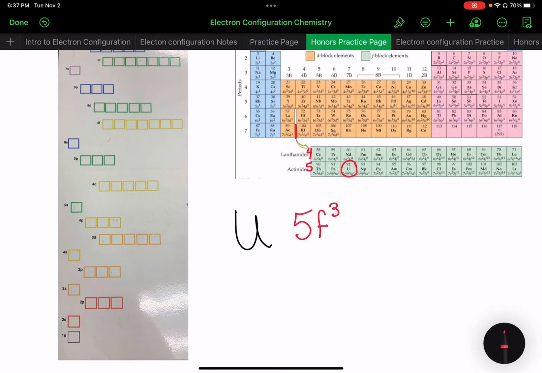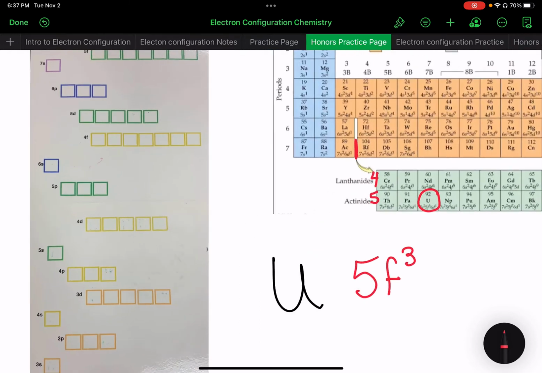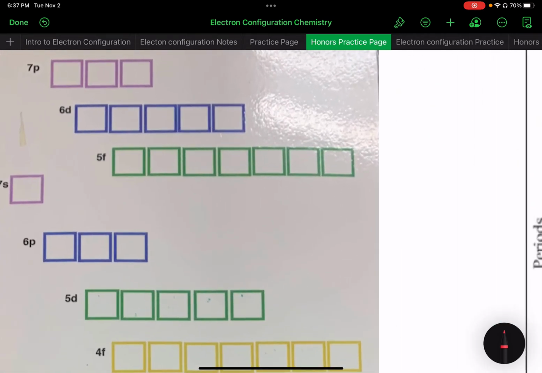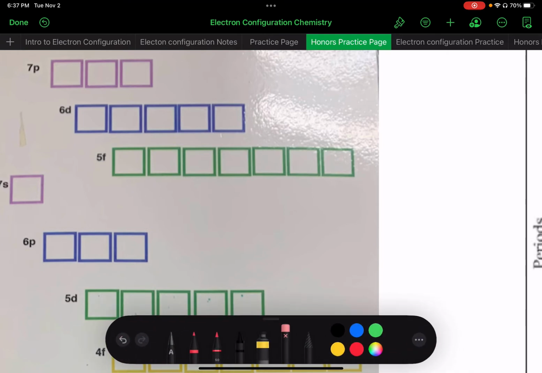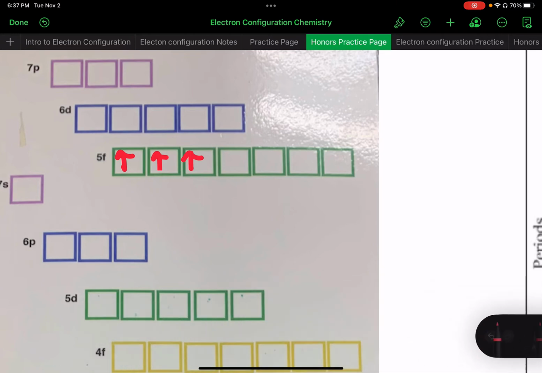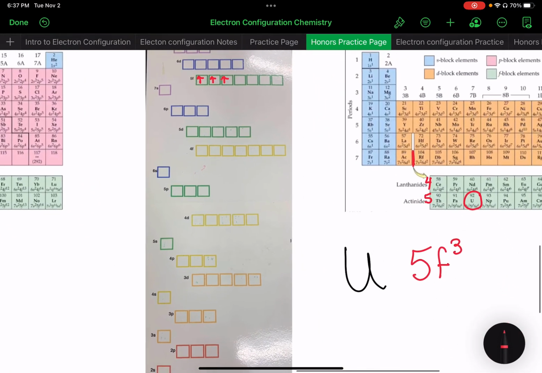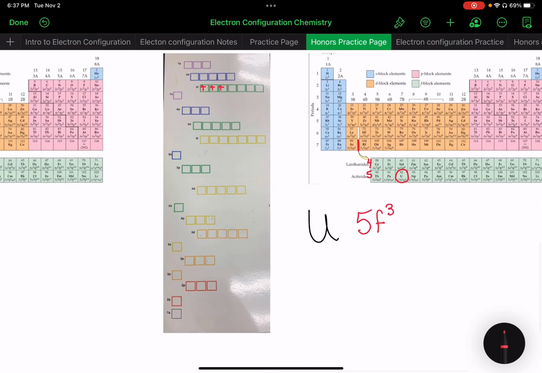So my endpoint is 5f3. Oh, look, it's all the way up here. So again, we do our endpoint. We're going to put in 1, 2, and 3 electrons. Now, that means everything below this point has to be filled.